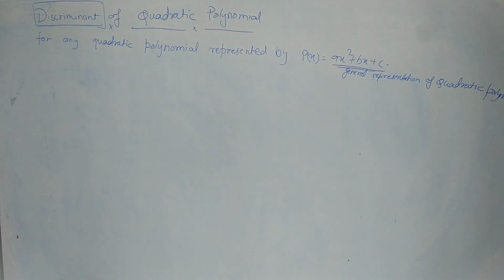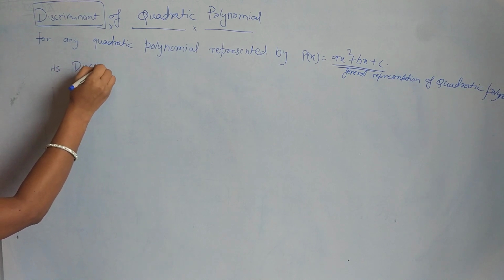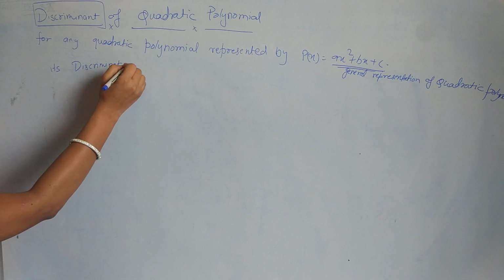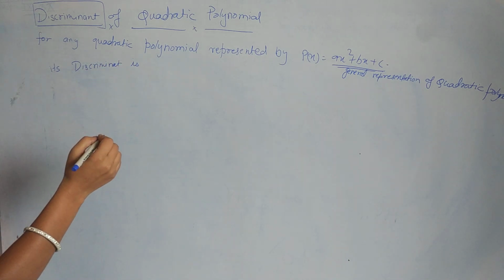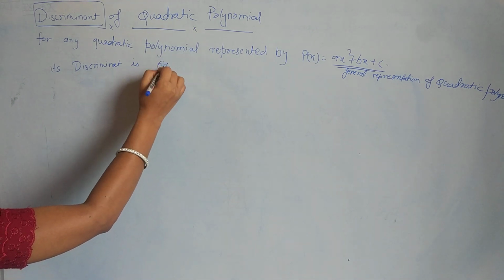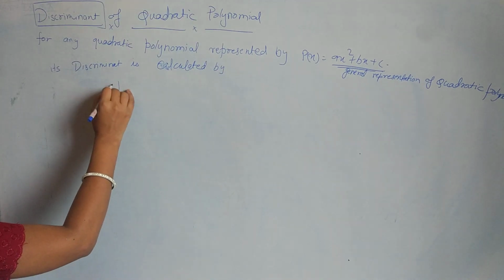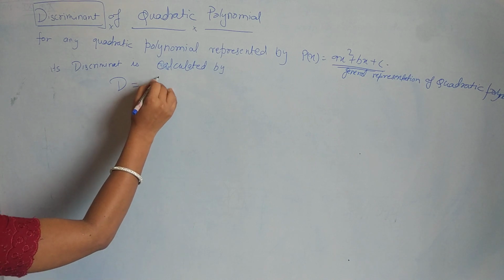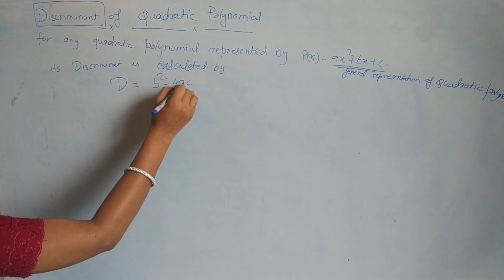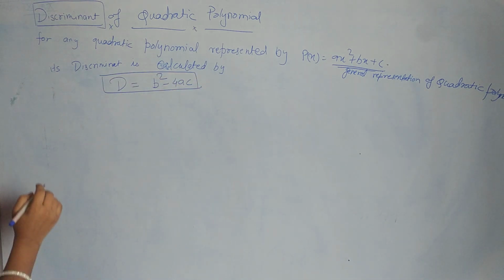If this is my quadratic polynomial, its discriminant is calculated by D is equal to b square minus 4ac. D is equal to b square minus 4ac. Now, what are the properties?